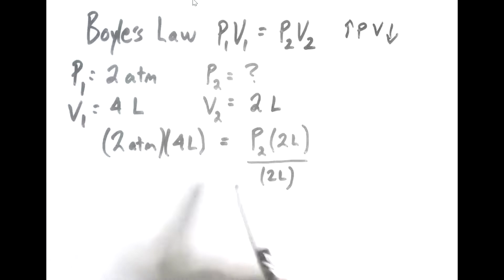Okay, now we're ready to solve. Of course, 2 liters cancels completely, so this is just P2 over here. Less obviously, the liters over here will cancel. And so this will become 2 atmospheres times 4, which is 8, divided by 2. And so my answer is 4 atmospheres.